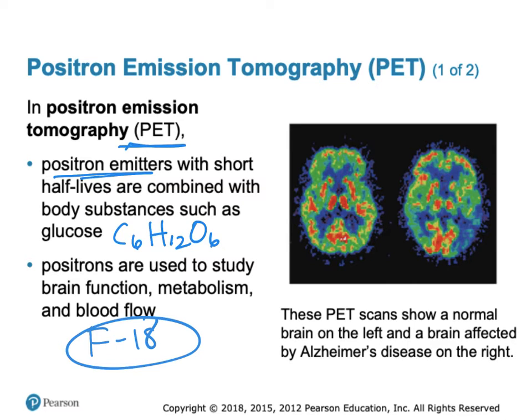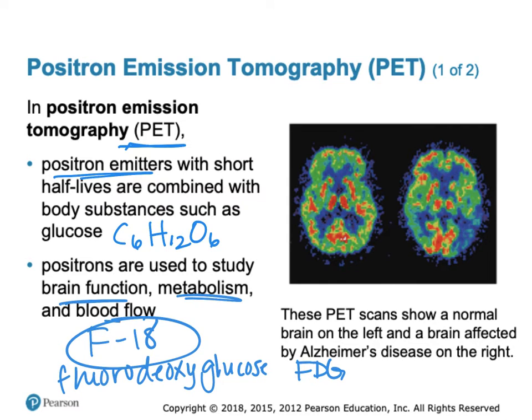You create fluorodeoxyglucose, or FDG. And FDG is administered intravenously, and this tagged glucose soon enters the brain and other tissue, and gamma rays are produced and detected, and we can pick up the signals that come from the areas where the tagged glucose accumulates. So this allows us to study brain function and metabolism and blood flow throughout the body.